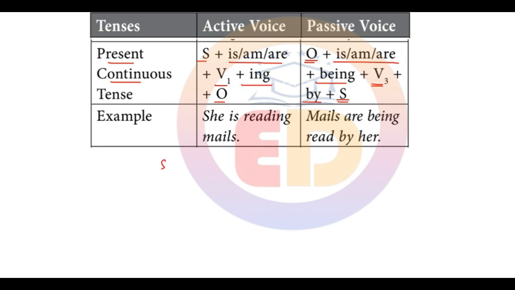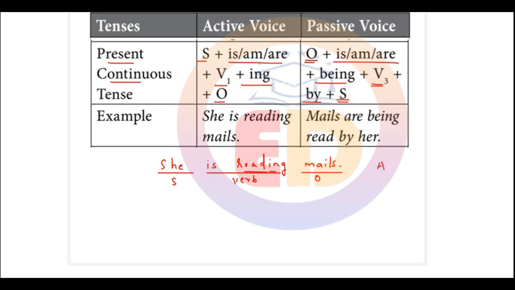She is reading mails. She is the subject. Is reading is the verb. Mails is the object. Now let us convert the sentence in the active voice to passive voice.